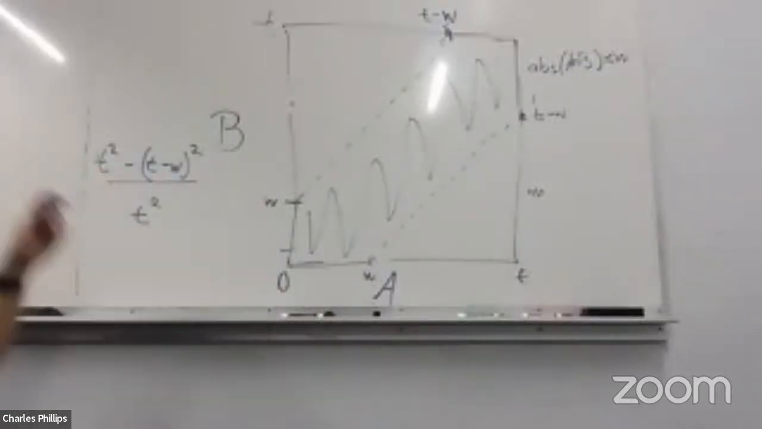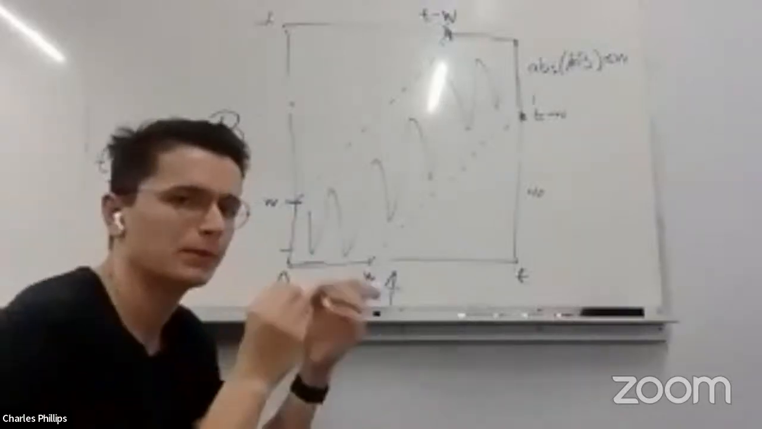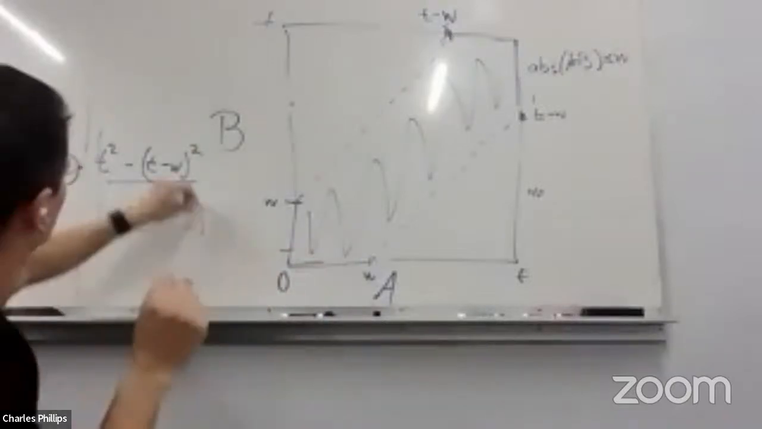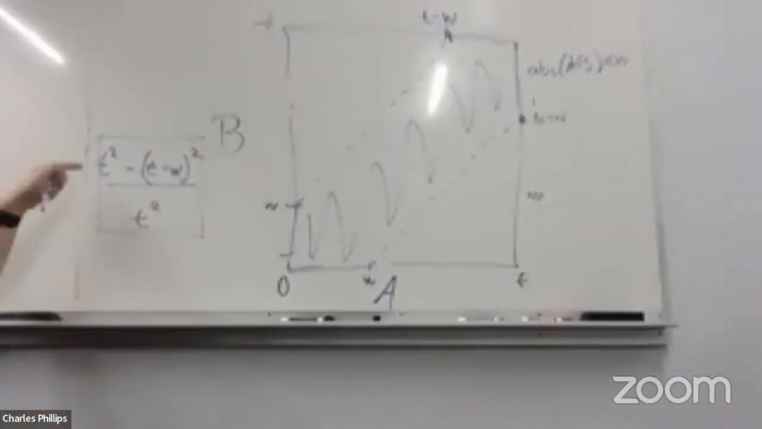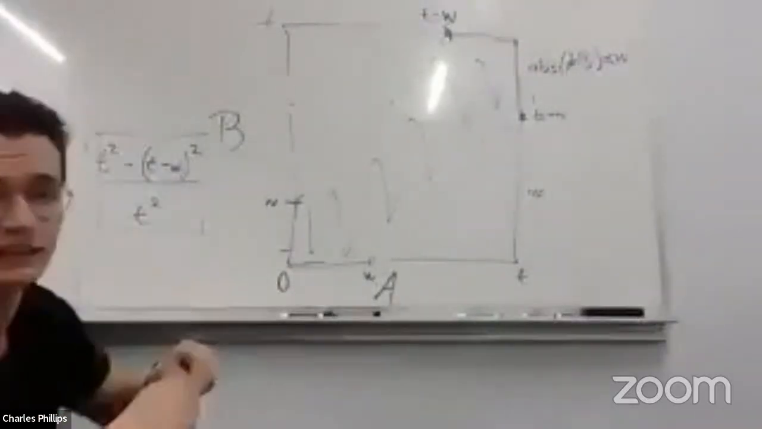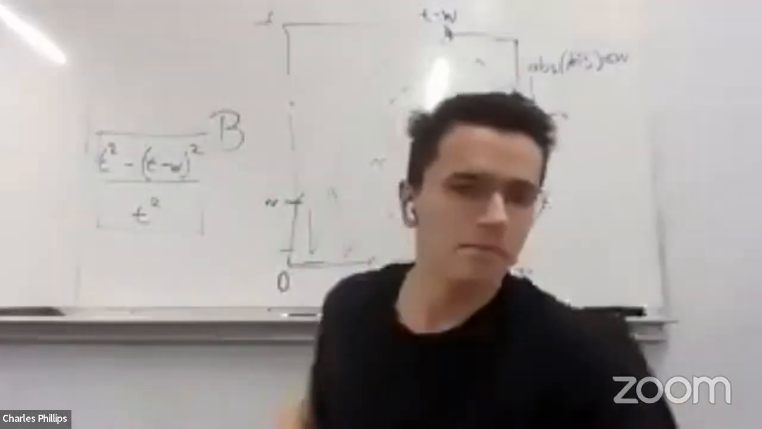So in general, given some time window t, and given some waiting period w, the probability of two people meeting, given that they pick a random time in that time window, is this expression over here: t squared minus (t minus w) squared, all divided by t squared, where again t is the time window and w is the waiting period. Are there any questions about that?